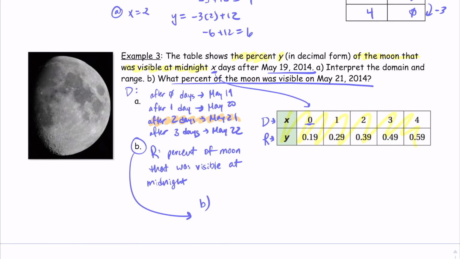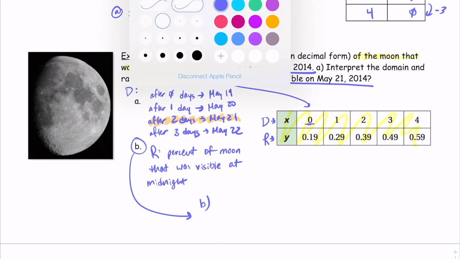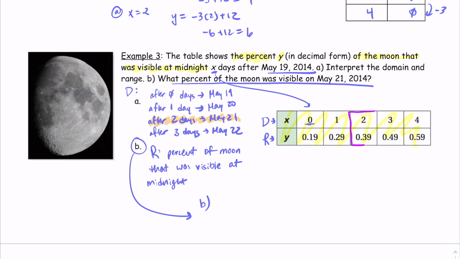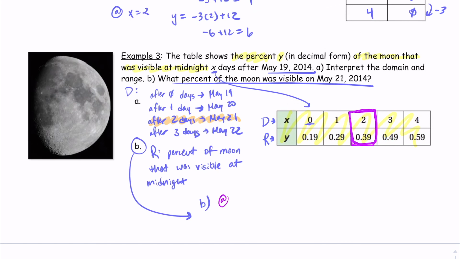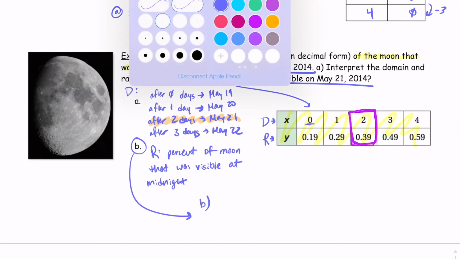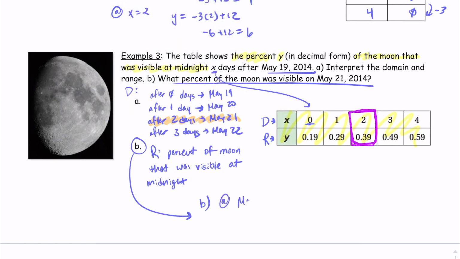So which column am I going to be looking at? I will be looking at this column right here. So at May 21st, 39% of the moon was visible. All right, so that was everything for the notes for today.